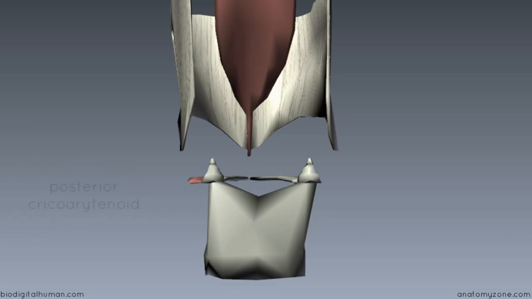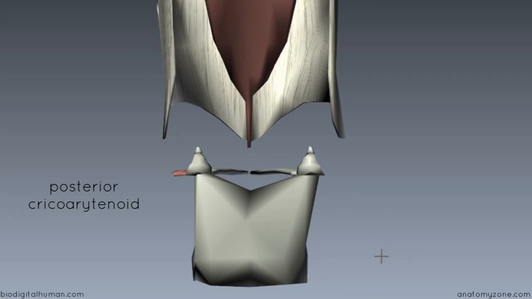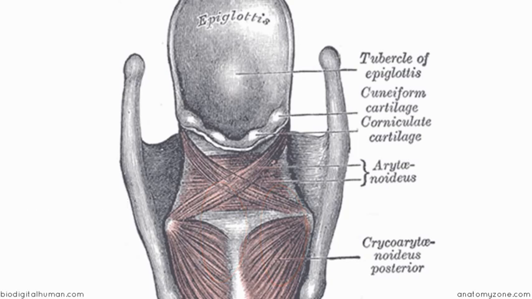So we'll first take a look at the posterior cricoarytenoid muscles. Remember I mentioned that there's two depressions on either side of the posterior lamina of the cricoid cartilage. This is for the origin of the posterior cricoarytenoid muscles. So this is where the muscles originate.